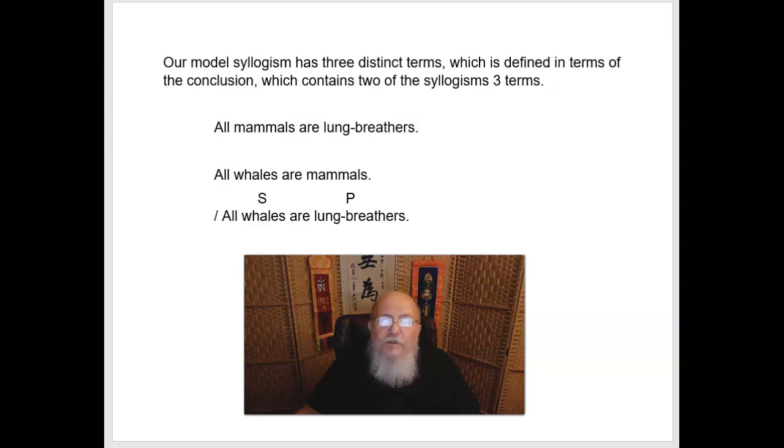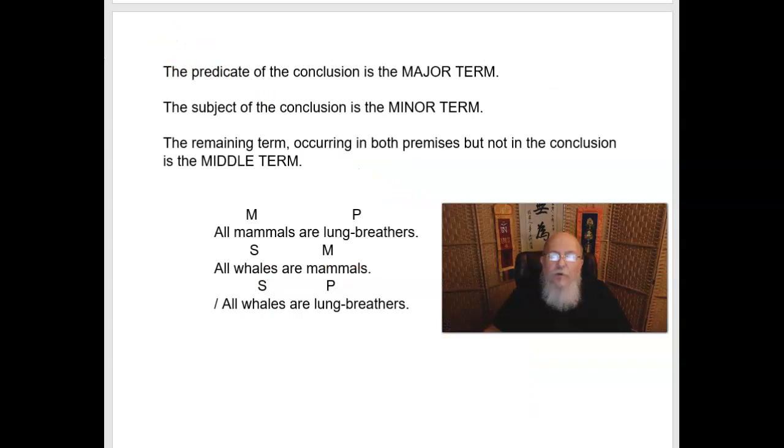So always when you look at a syllogism, look at the conclusion and label the subject and predicate. Put an S and a P on top of the subject and predicate terms, the minor term and the major term. Remember that the predicate of the conclusion is the major term, the subject of the conclusion is the minor term, so the remaining term will be the middle term. So now we can label the whole syllogism. So labeling allows us to label that, and that, and that, and that.